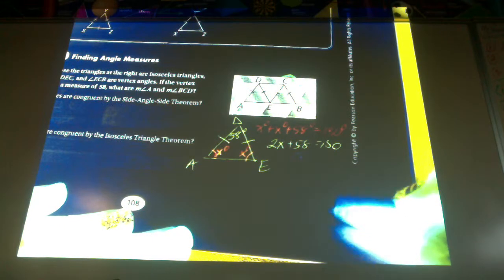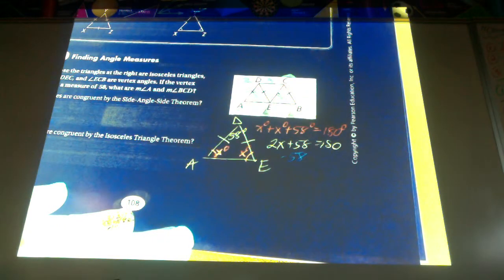That didn't show up at all, did it? No. All right, try a different color. How about this? Subtract 58.